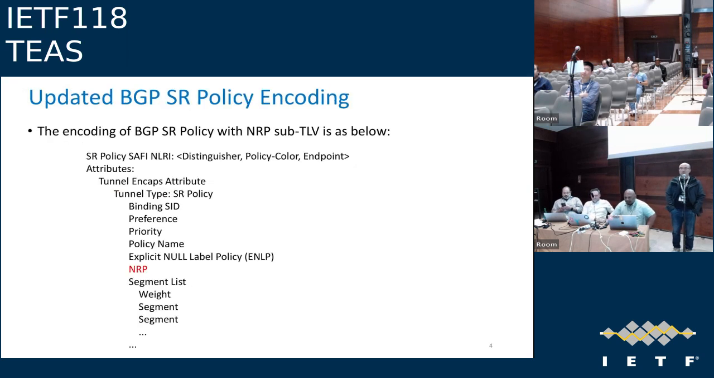Here is the updated BGP SR policy encoding. As shown here, this NRP sub-TLV is carried at the candidate path level, which means that all the segment lists of this candidate path will be associated with the same NRP. Okay, next slide.